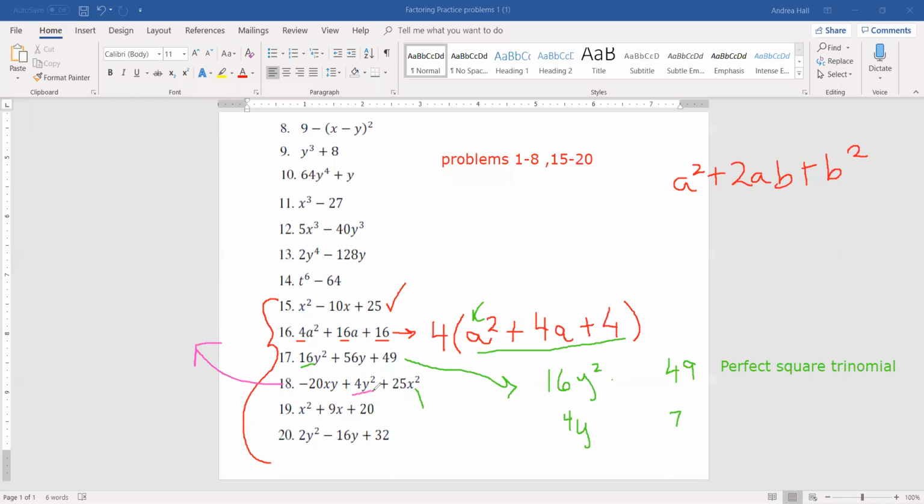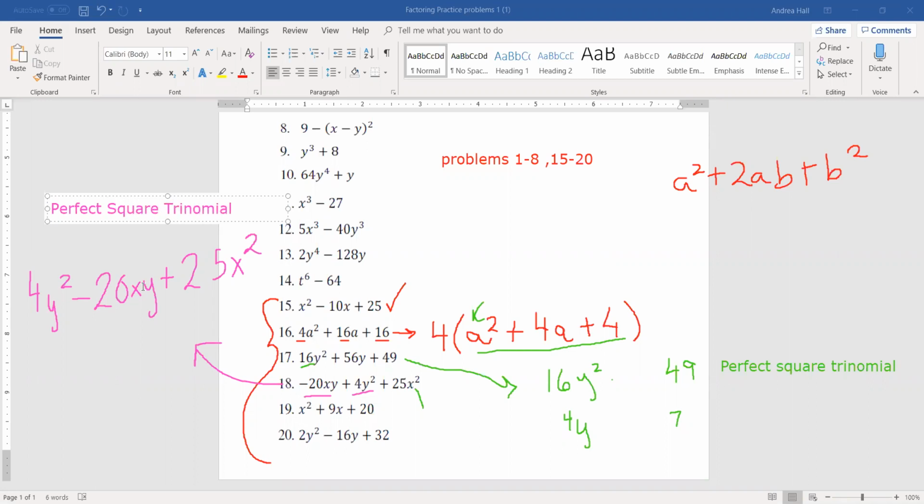Notice that the square isn't first. They have the middle term first. So I would rewrite that as 4y squared minus 20xy plus 25x squared. And guess what, y'all? It's a perfect square trinomial.